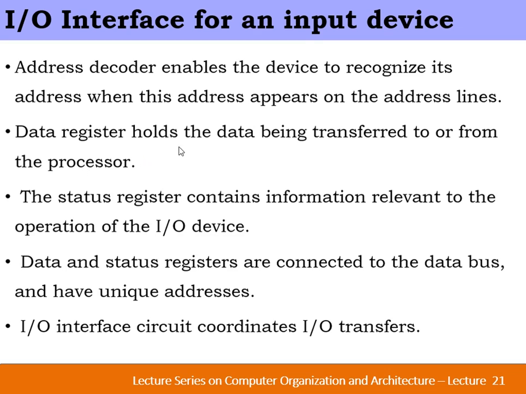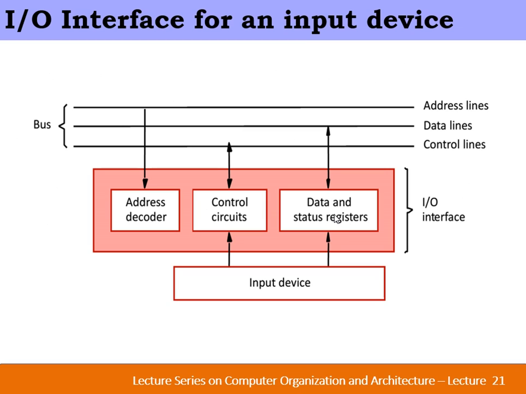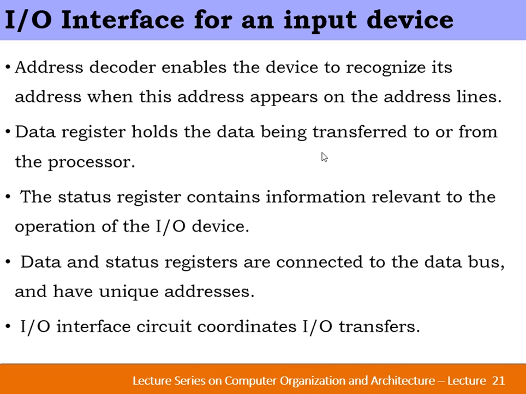Data register holds the data that is being transferred to or from the processor. So we have a data register here. The data register is going to hold whatever data is there. The data and status register is connected to the data lines inside the bus. So whatever data is propagating will be stored in the data register. It might have received the information from the processor, or it may be about to transfer it to the processor. So the data register holds the data being transferred to or from the processor.